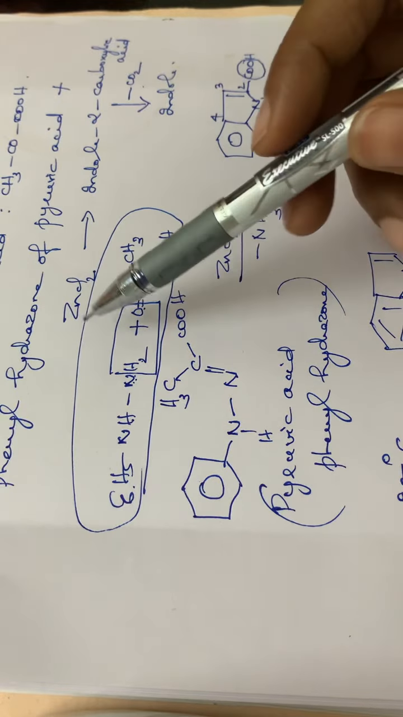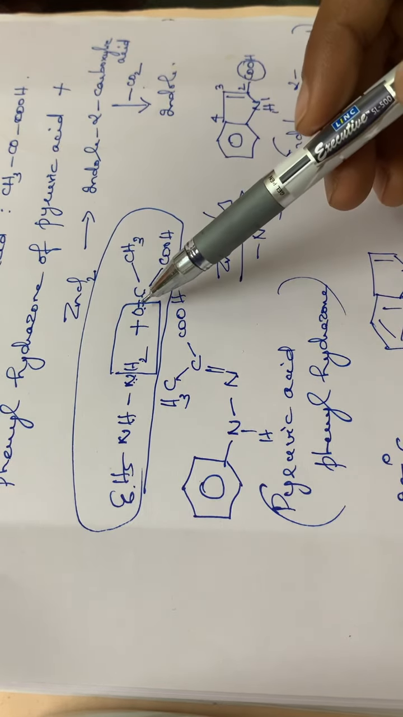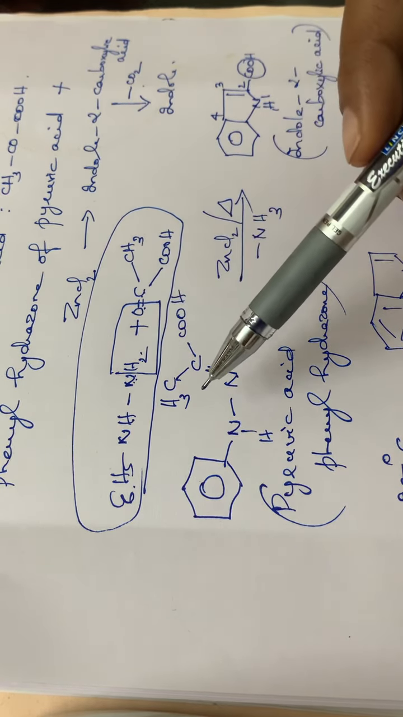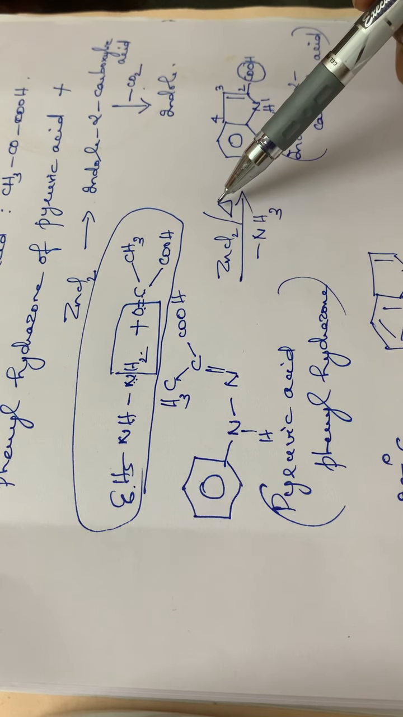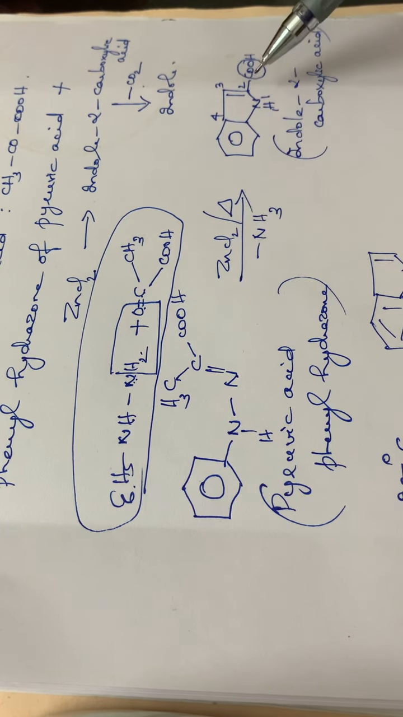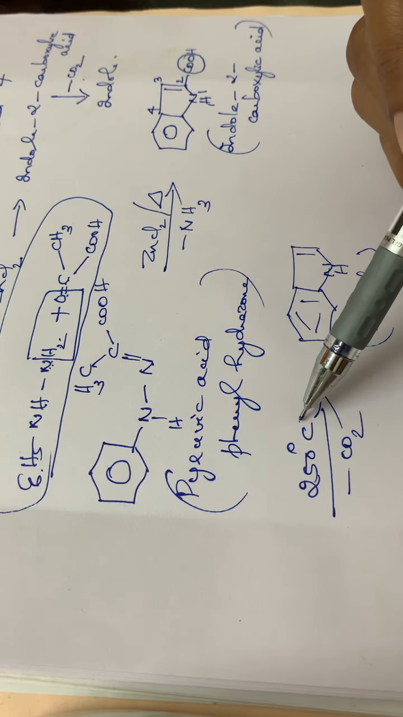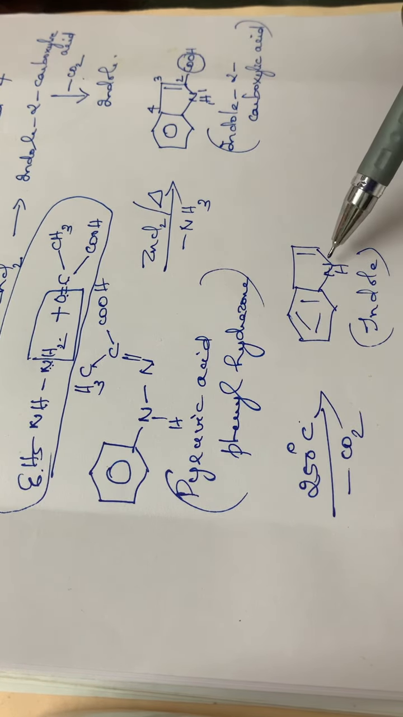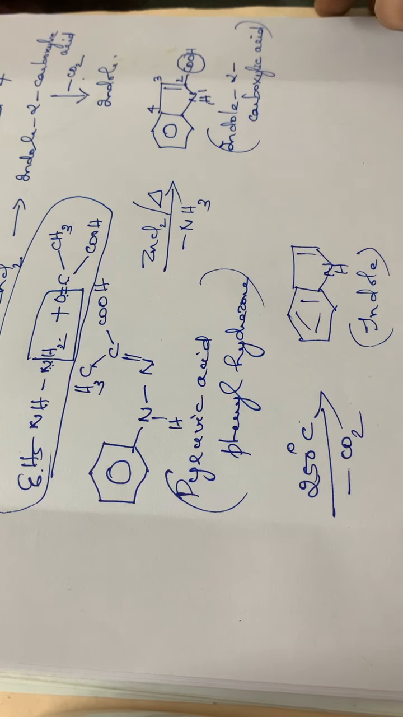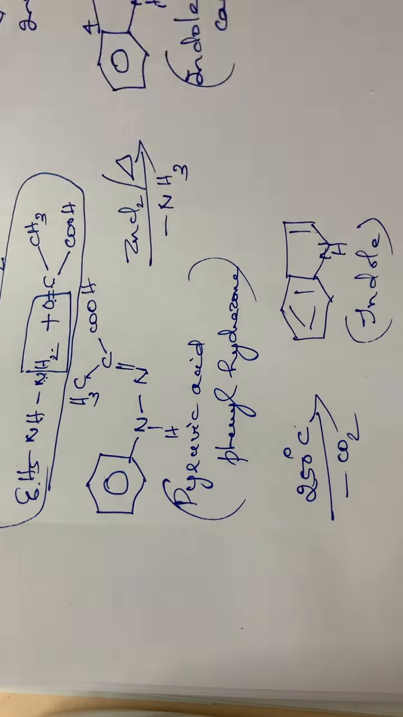First of all you have to condense phenylhydrazine and pyruvic acid; one molecule of water will be eliminated. The condensed product on treating with zinc chloride, ammonia will be eliminated, and you have to write directly indole 2-carboxylic acid. Again on heating to 250 degrees Celsius, carbon dioxide will be removed and we will get indole. Then the next is another named synthesis. It is also important. The named reactions you should study very well.